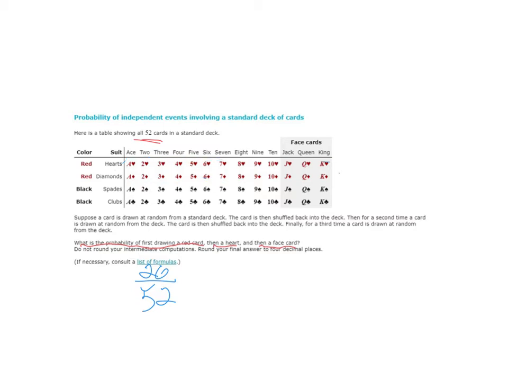Next thing says, what's the probability of getting a heart? Well, here are all the hearts. There are 13 of them. So you got a 13 out of 52 chance of getting a heart. And then the last question is, what's the probability of getting a face card? Okay, well, here are all the face cards.